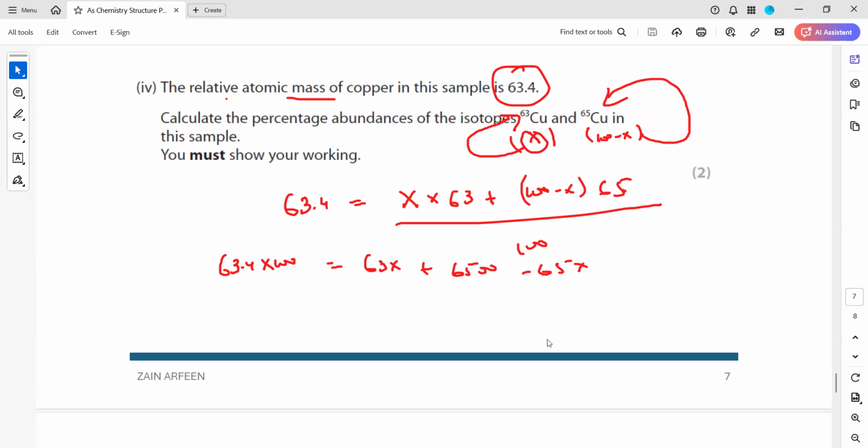x is 80. The value of x when you solve this, yeah, x is 80. That's right. So x is 80, so 63 is 80% and 65 is 20%.